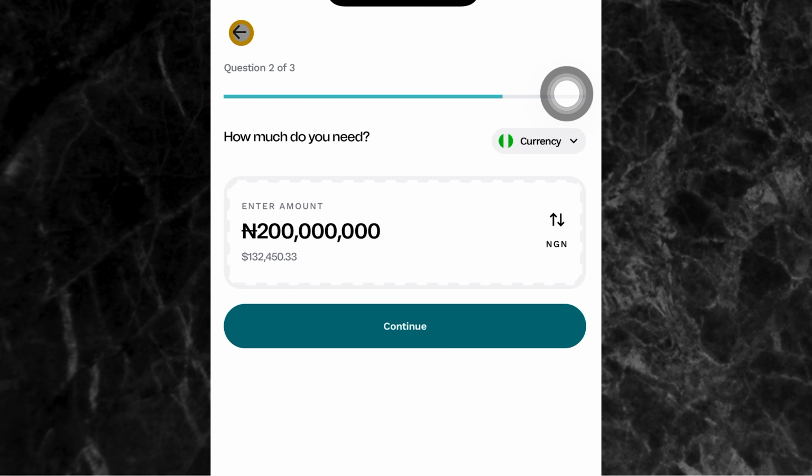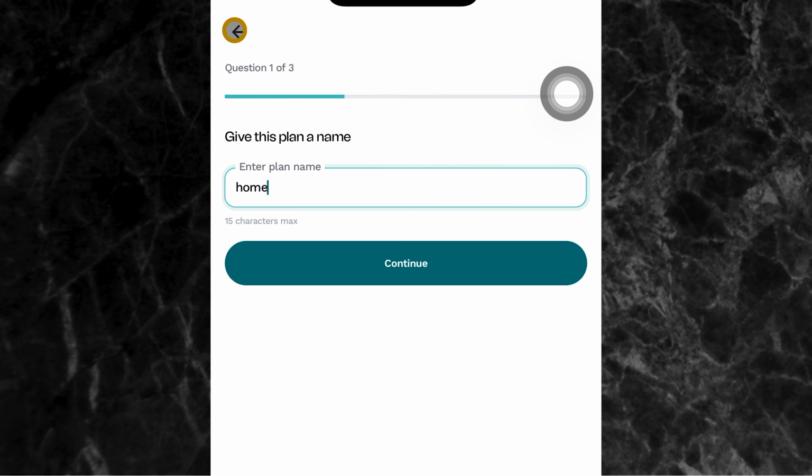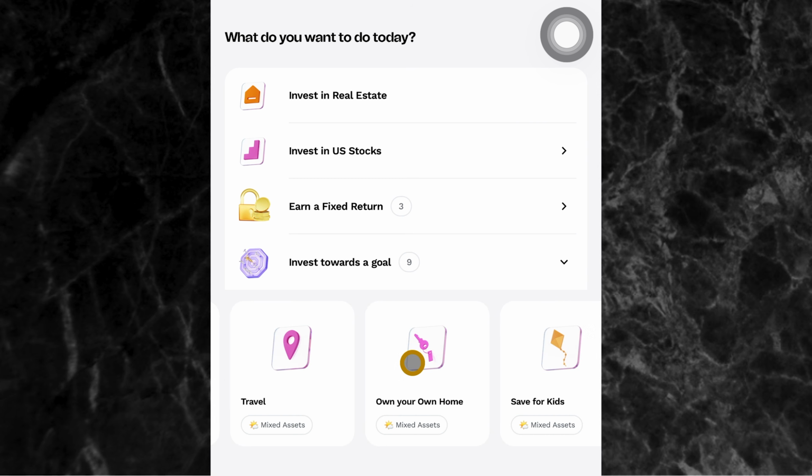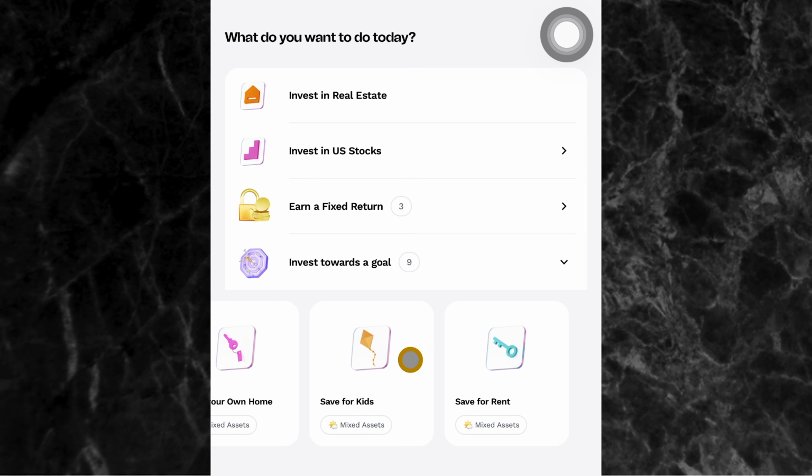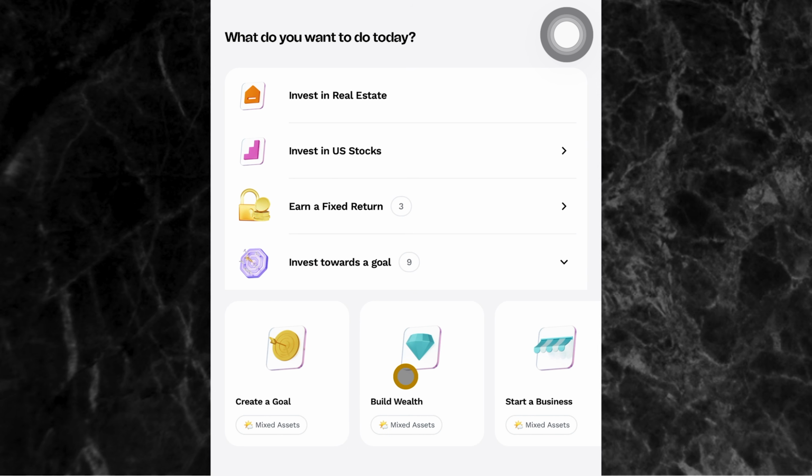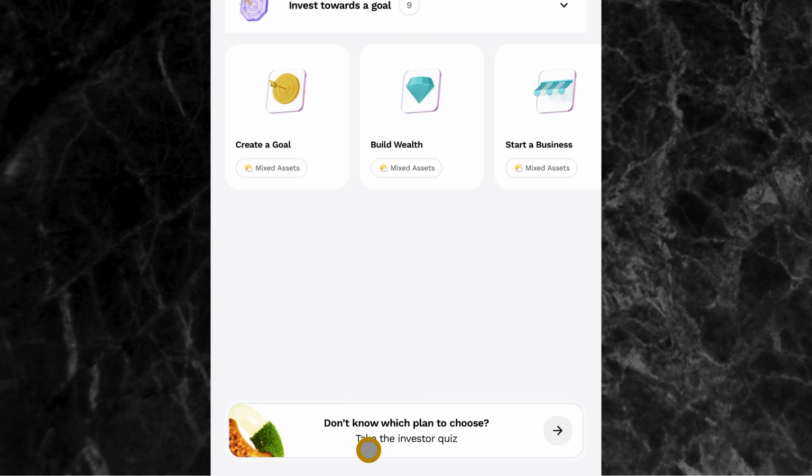So they have varieties of investment that you can do on this app, which is very, very good. So it is the same thing for any goal that you're trying to save for right here. It is simple and straightforward. Now, if you come to the bottom side, it says don't know which plan to choose, take the investor quiz. Now, this place is maybe you don't know the kind of investment you want to take. You will need to take a quiz right here where they will recommend to you the form of investment you should be doing. So that's for this one right there.